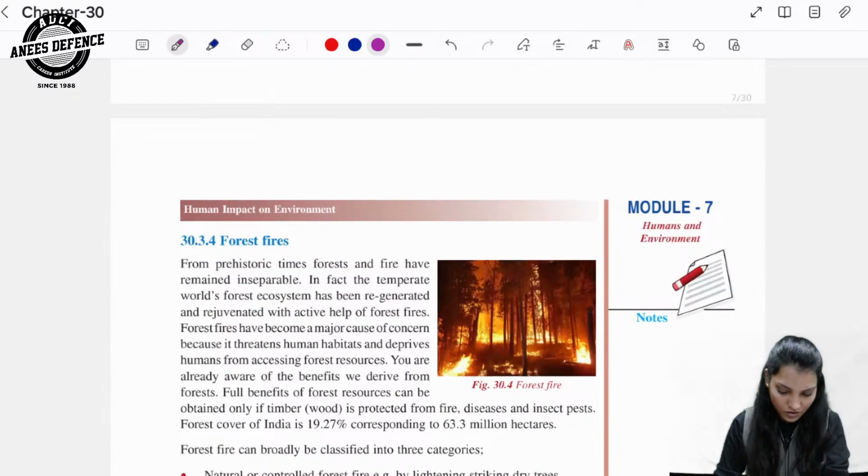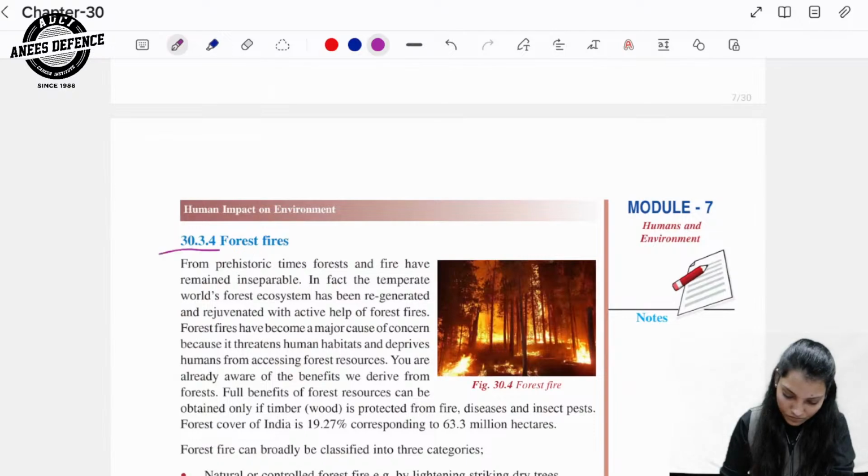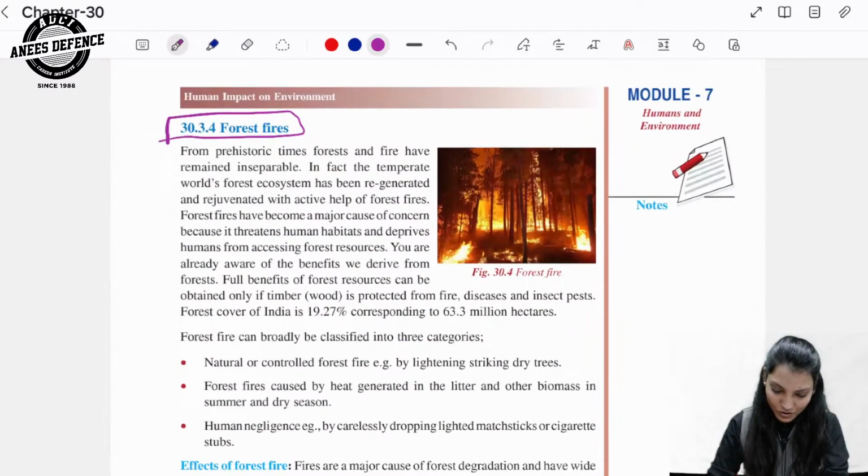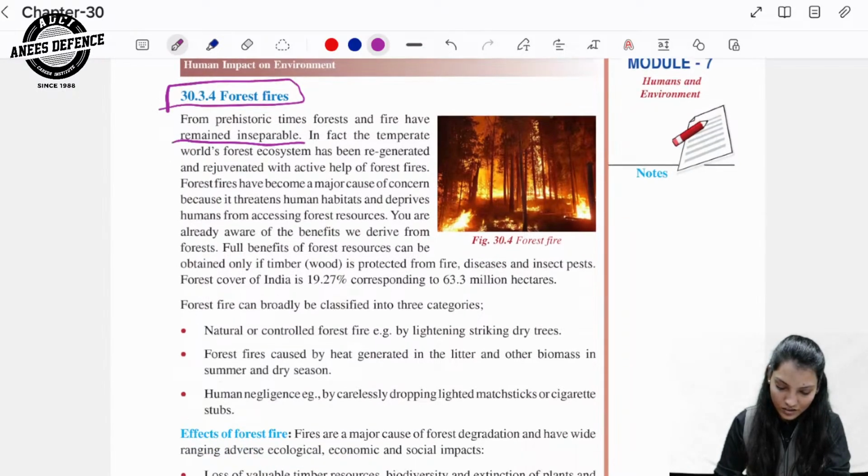Now, next is forest fire. The next type of disaster is forest fire. From prehistoric times, forest and fire have remained inseparable. From the very past, we can see these activities. Whenever temperature goes high, in that condition, you can see forest fire.